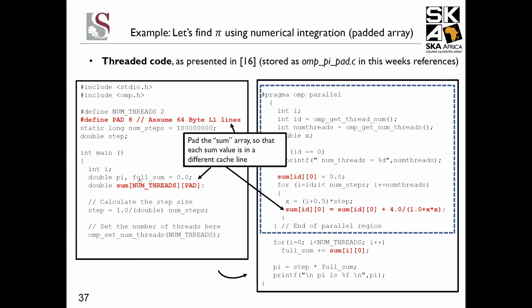So we convert it to a two-dimensional array where we have the number of threads as the first dimension and this padding variable, which is 8, as the second dimension. It's 8 because sum is of type double, which is also 8 bytes. So 8 times 8 gives me this 64-byte L1 line. And now I just need to access in the second dimension the 0 element. So it's like a dummy variable access.